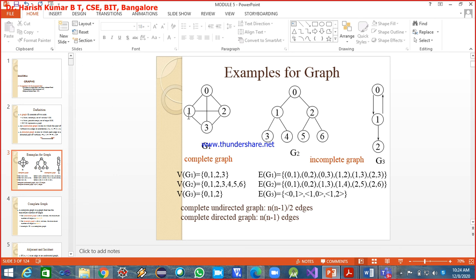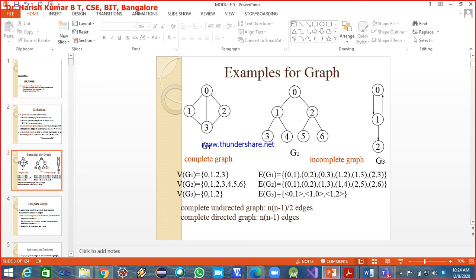Similarly, node 1 is connected to 0, 2, and 3, and 2 is also connected to all, and 3 is also connected. Hence we say it's a complete graph, because every node is connected to every other node, and the maximum shortest path between any two nodes in this complete graph is 1. You take any node, and you can reach any other node with a cost of 1 by traveling only one edge. That is the complete graph, where you have a path from every node to every other node.